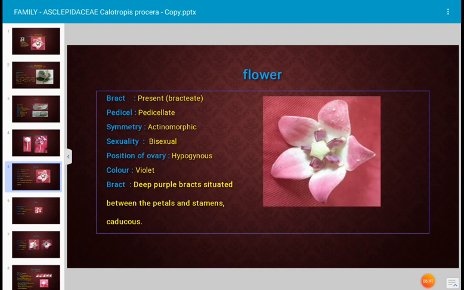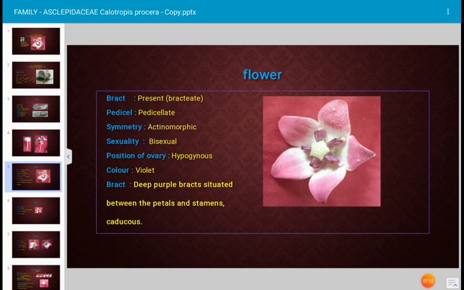And the position of the ovary is superior or hypogynous. Why is it superior? Because the floral units, calyx, stamens and petals, originate from the base of the ovary. Therefore, the ovary is superior, or it is also described as hypogynous ovary. How is the color of the flower? The color of the flower is a beautiful pinkish violet.